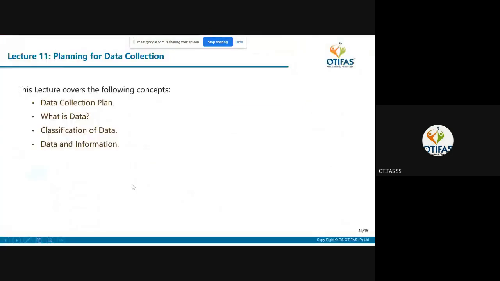So, what are the things we need for planning data collection? We need a data collection plan. Then we also have to know what is data, classification of data, data and information. So today we are going to learn all these things.